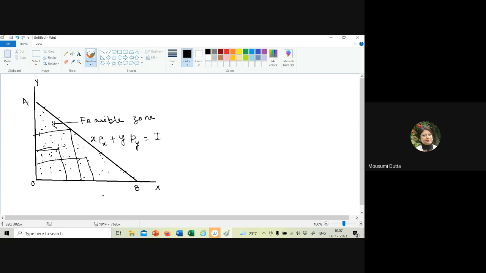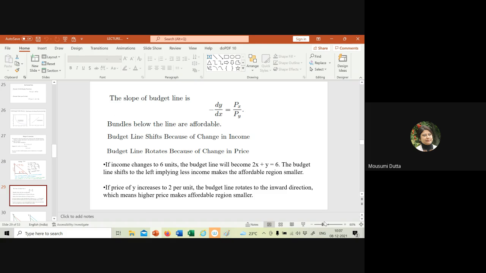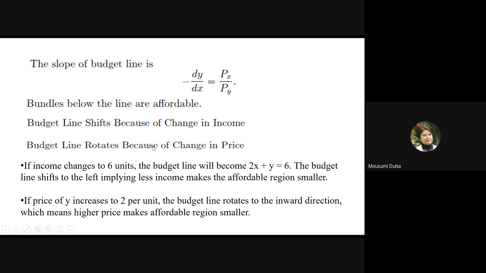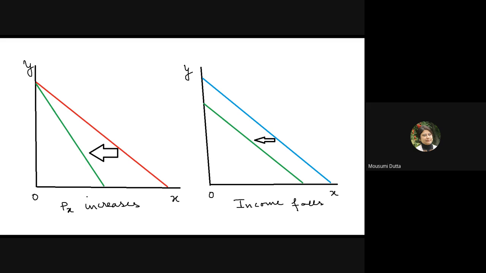So we call this feasible solutions. The amounts of X and Y which are below and on the budget line are all feasible solutions. Now, if the budget line shifts, the affordable zone or the feasible zone will also change. In this case, if there is an increase in the price of X, the volume of the feasible zone, or the area under the budget line, is reducing.